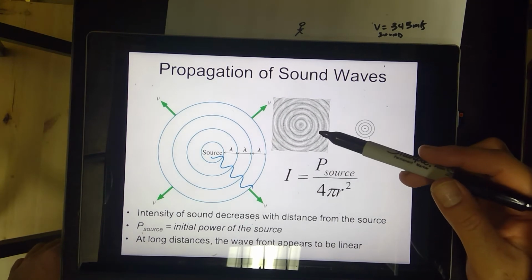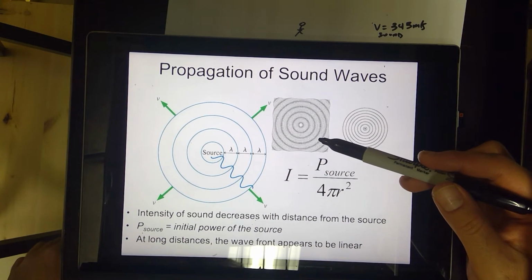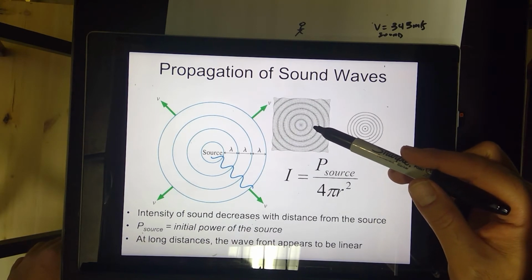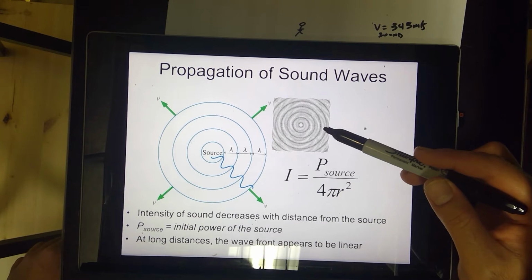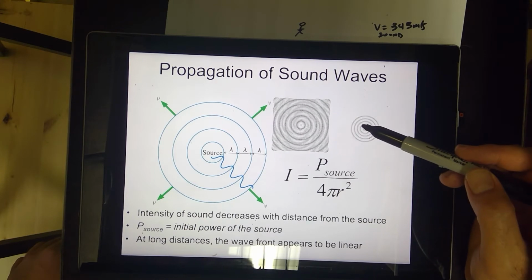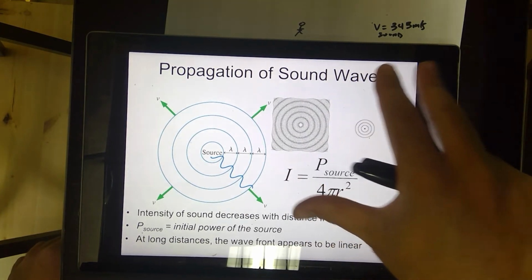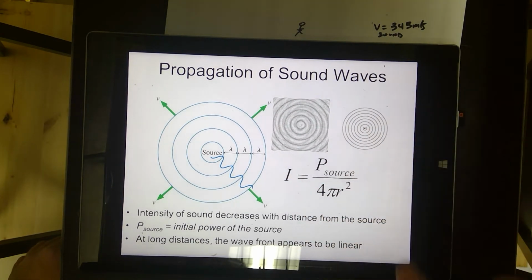We represent this figure, because this is obviously way too hard to draw, by showing you the crests of the wave, which are the most closely packed spots of the air particles, and you represent them with lines. So this would be another representation of that wave radiating outwards in all directions from that central point.